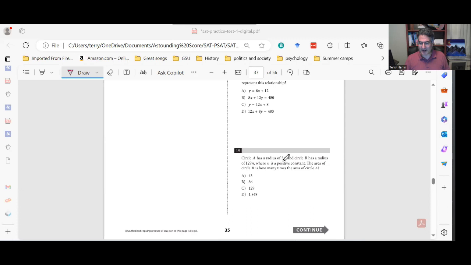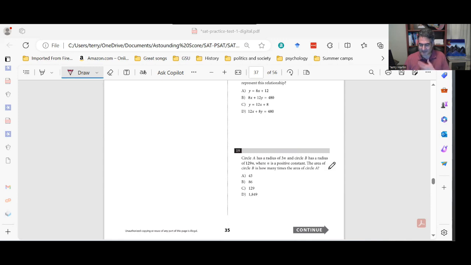Today we're going to talk about estimating and common sense. We're looking at linear test one still, and we're looking at module number one. So get that out, or just follow along with us. Starting with number 19. Circle A has a radius of 3n.